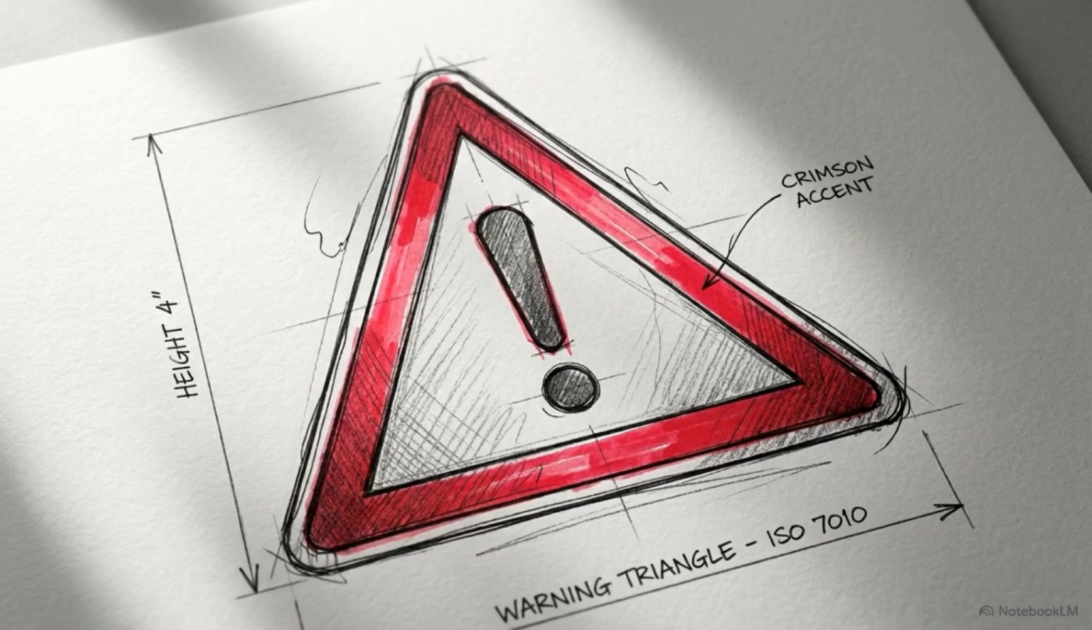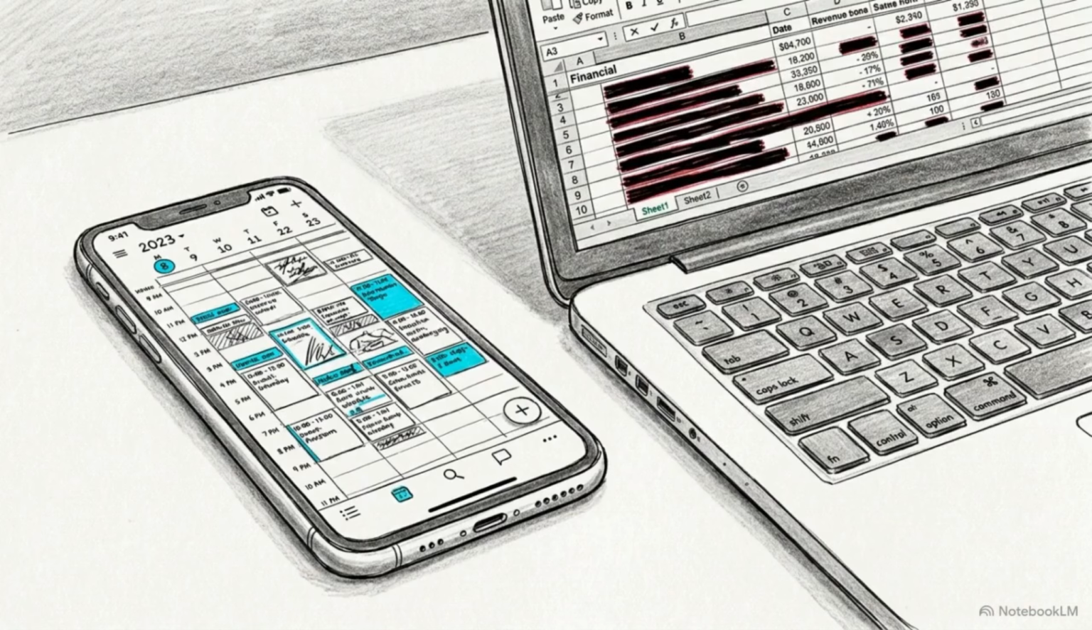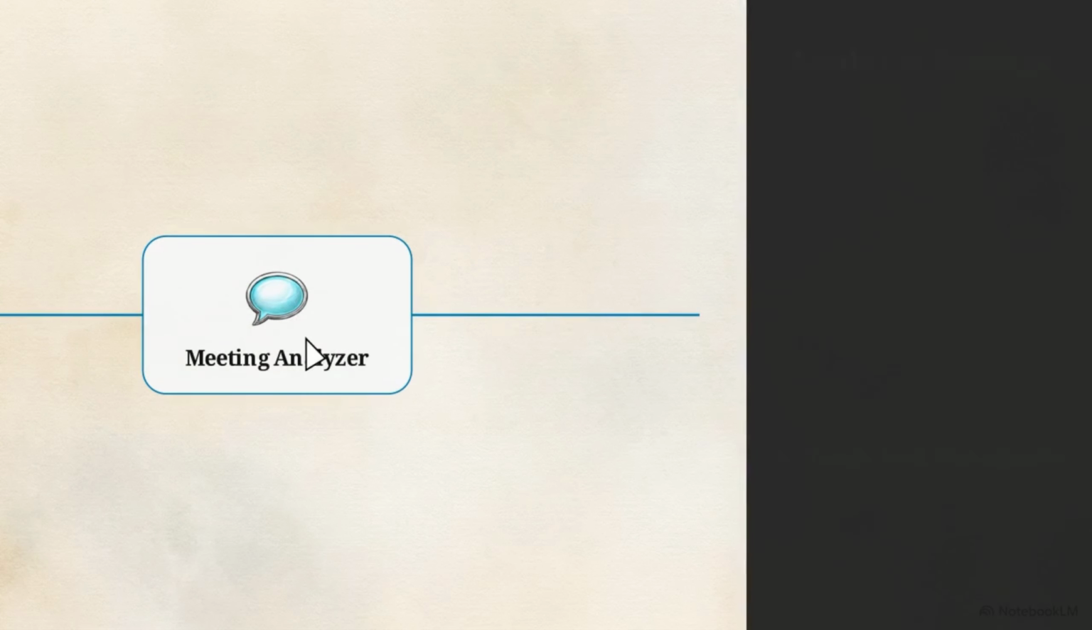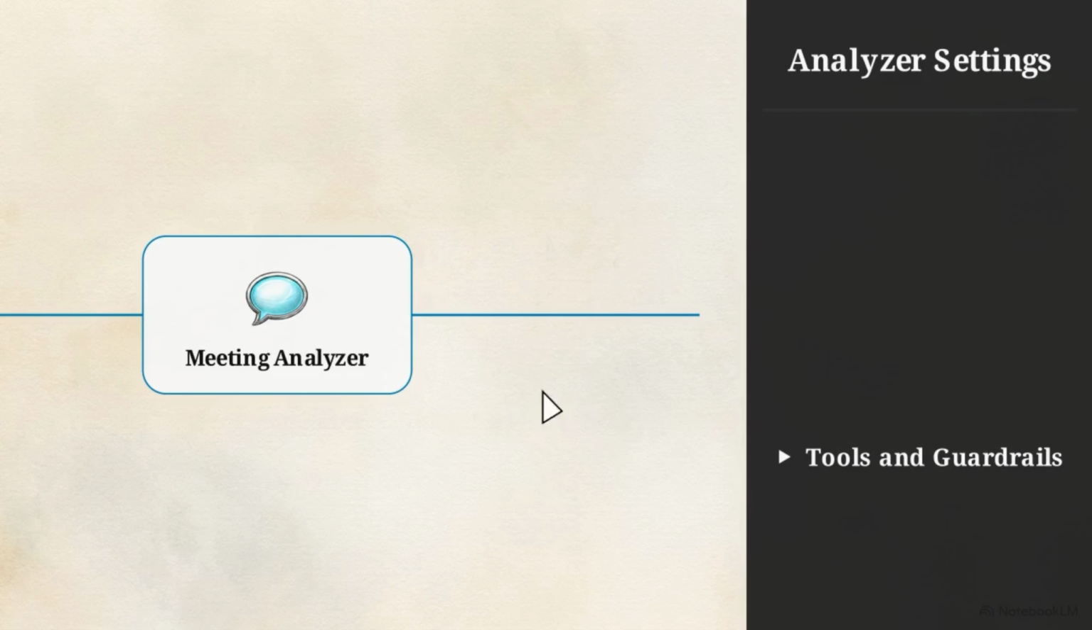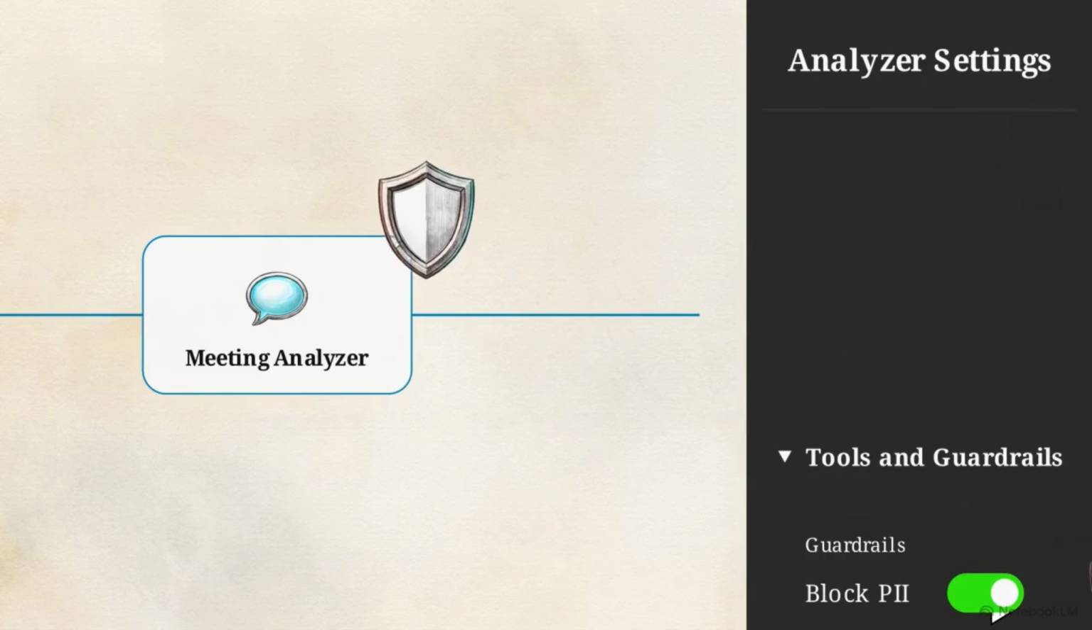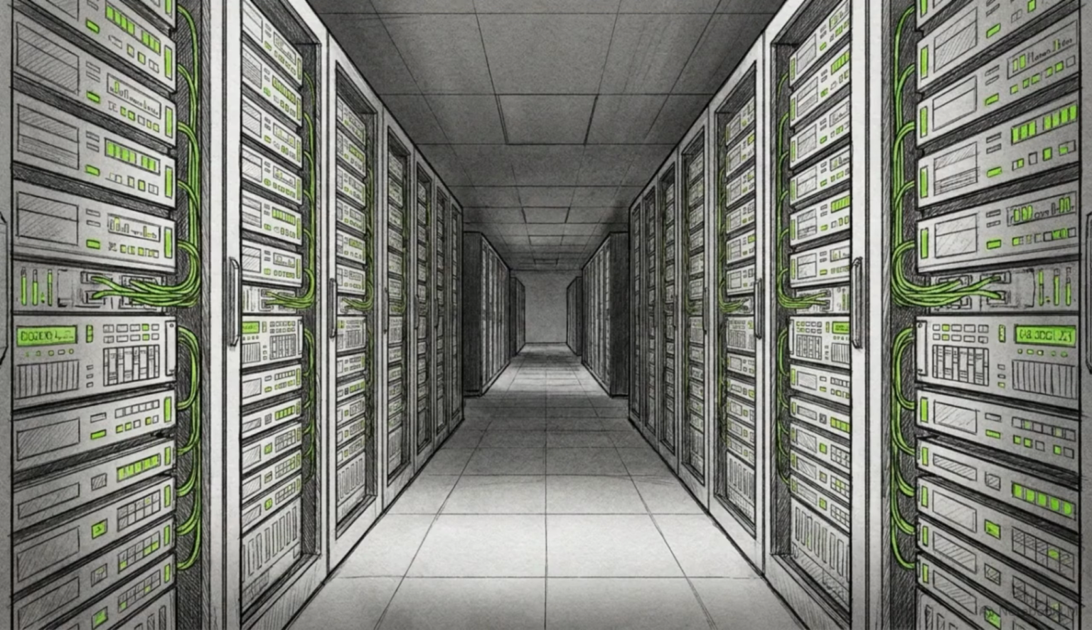Before we run this, we have to address data privacy. Handing your calendar and drive over to an AI raises valid concerns about sensitive company information leaking. Click back into your Analyzer block settings panel, open the Tools and Guardrails drop-down menu on the right. Under Guardrails, flip the PII toggle switch on. This blocks personally identifiable information, ensuring credit card and social security numbers are never processed. Activating these built-in safety checks takes your workflow from a personal experiment to a secure, enterprise-ready system.